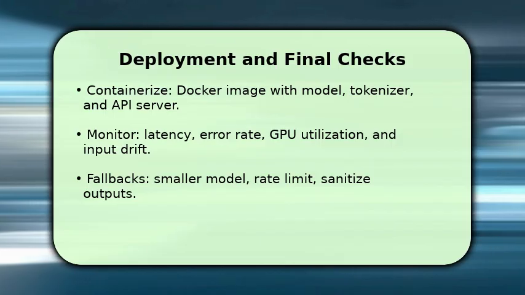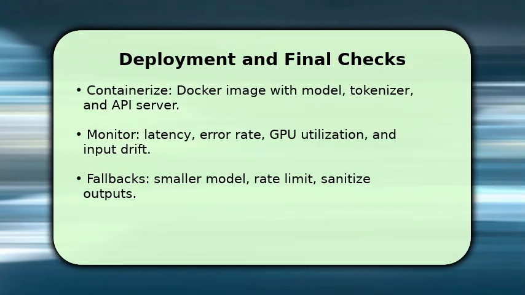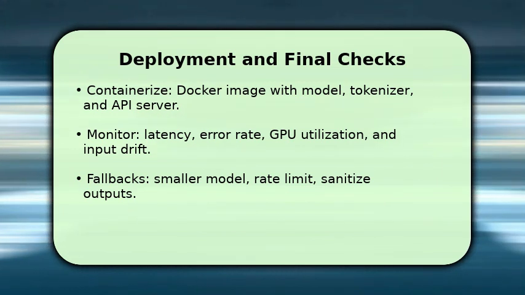Then add fallbacks, rate limiting, a smaller model, and output sanitization to keep users safe. If things break, restart the service and check logs for OOM or tokenizer mismatches. That single check solves most issues.